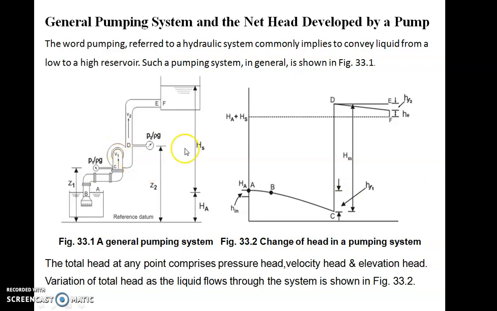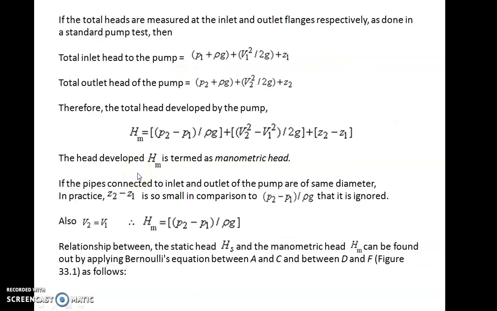Now we have also seen the total energy at point C and the total energy at point D, that is inlet and outlet, and the difference between this energy is nothing but the work supplied by the motor, or the pressure which is to be raised. Now we have seen that this HM is the head which we have to develop across the motor to overcome the static head.